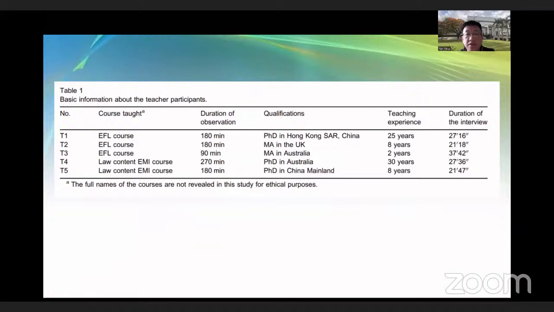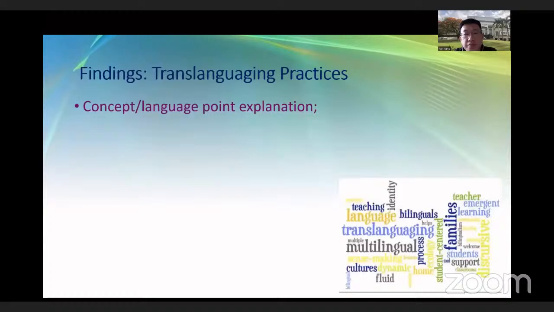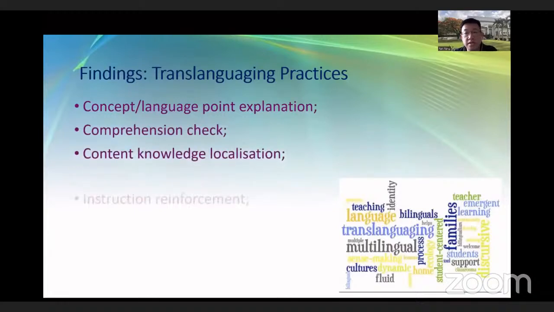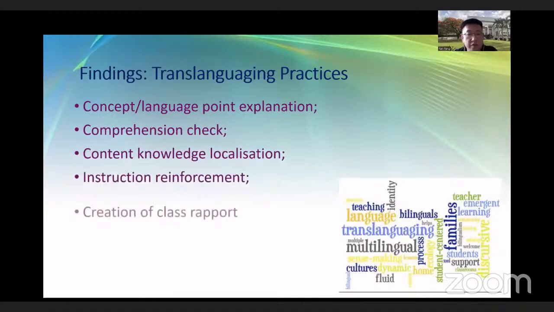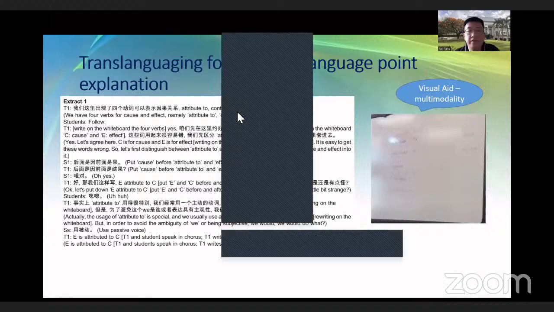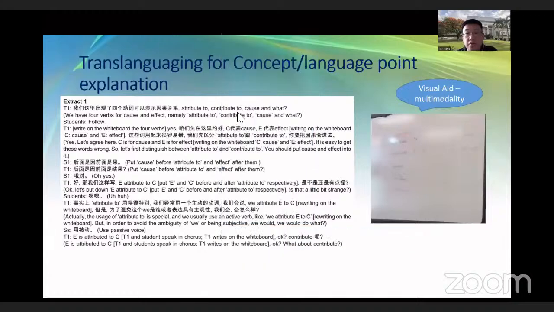They were both language teachers and content teachers. And we found the teachers' translanguaging practices. We summarized and categorized the practices. So the first one is concept and language point explanation, then comprehension check, content knowledge localization, instruction reinforcement, and creation of class rapport.